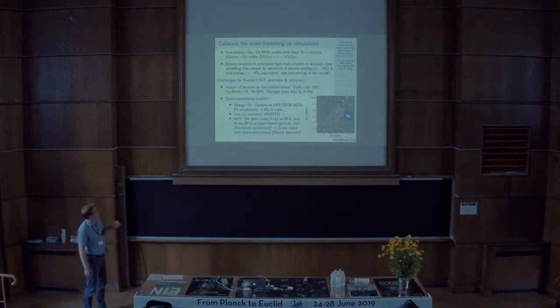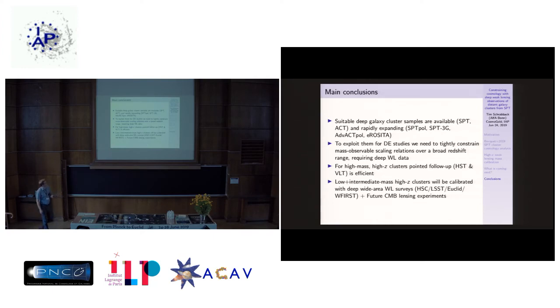Okay, thank you. I think my time is up now, so let me just put up my main conclusions. Suitable deep galaxy cluster samples are available and rapidly expanding. Anya has mentioned this. We need deep lensing data to calibrate them over the full redshift range. For high mass, high redshift clusters, we can do this with pointed follow-up quite efficiently. Once you go to lower or intermediate mass clusters, they are too numerous, and there it's more efficient to use the wide area deep lensing surveys, or, of course, in the future, also the CMB lensing. Thank you.